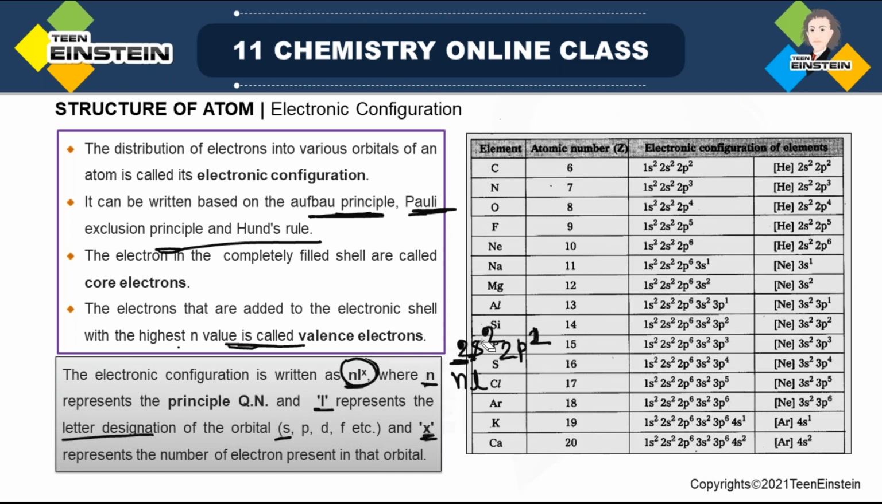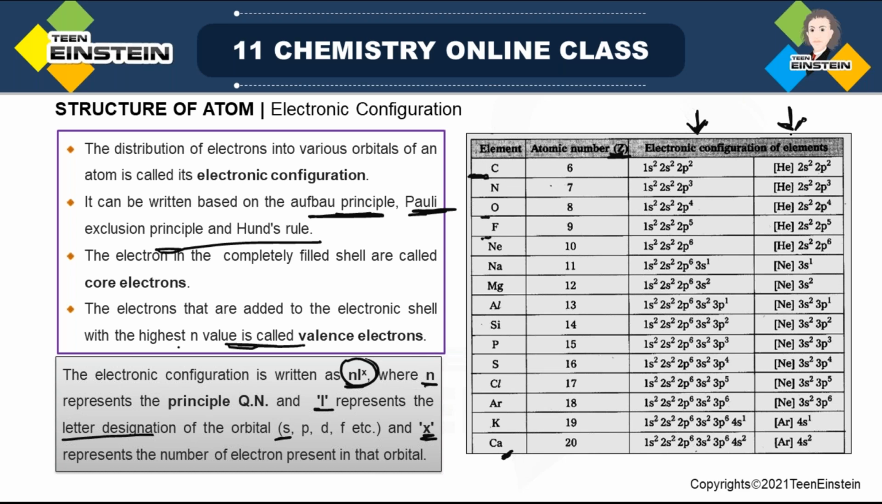Here we have some examples of elements starting from carbon, that is atomic number 6, then increasing atomic number from carbon to nitrogen, 7, 8, 9, 10, in this way up to calcium, that is atomic number 20. Atomic number is given in the second column. Electronic configuration of the elements is given in the third column. Also there is another electronic configuration format which is given in the fourth.